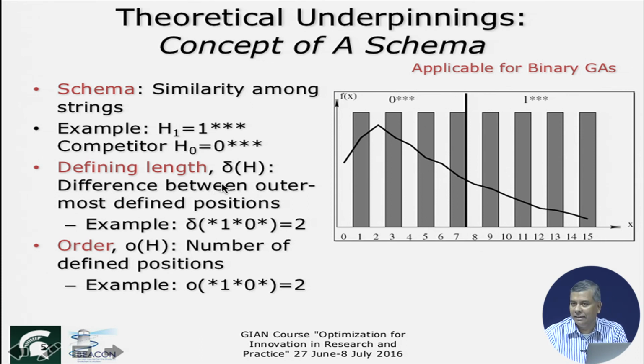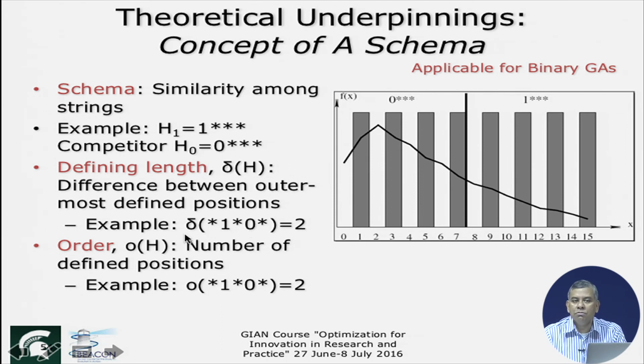One is called the defining length, delta H, which is the difference between the outermost defined positions of a schema. So for example, if I have a schema like this, as I said, every place can have a 0, 1, or a star. So this is a valid schema.